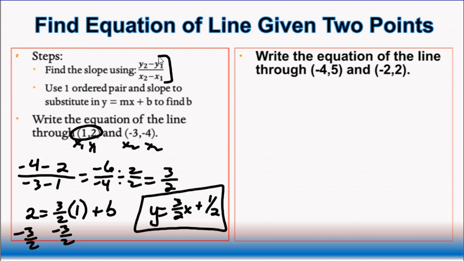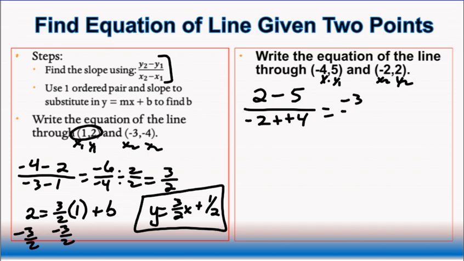This next one, we'd have 2 minus 5, because this is my x1, y1, x2, y2, divided by negative 2 minus a negative 4, which gives us a negative 3 over 2. Plug that into my equation. I'm going to use this point. It doesn't matter. I'm just going to use the second one.